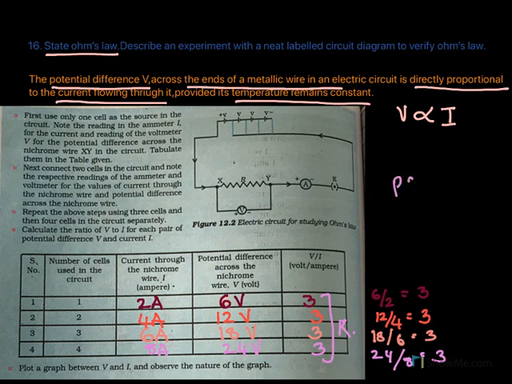This is given on page 204, and there also the diagram is given. You plot the graph of V against I, and when you plot the graph of V over I, it comes as a straight line passing through the origin.